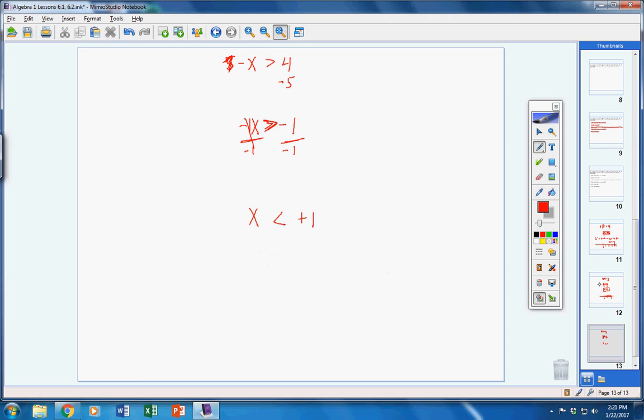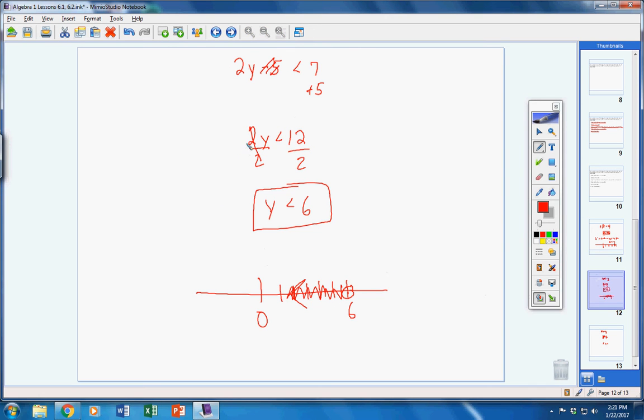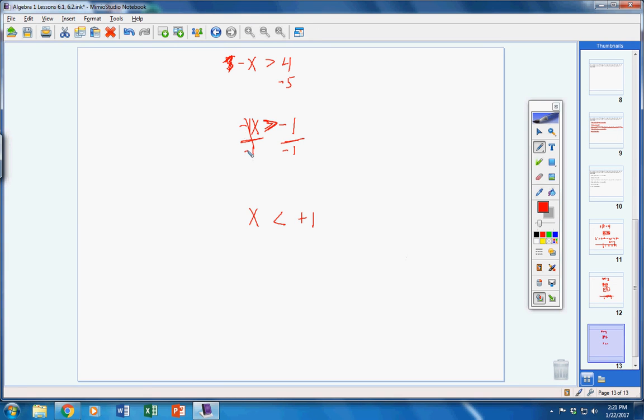Now, look at the last problem. We divided by 2. Do you see that? It was a positive 2. So when you divide by a positive number at the end of the problem like this, notice you do not turn the arrow, okay? You only turn the arrow when you divide at the very end by a negative number. Now that's the exception, and that's the one you need to know, okay? When you divide an entire inequality by a negative number, you must turn the arrow.